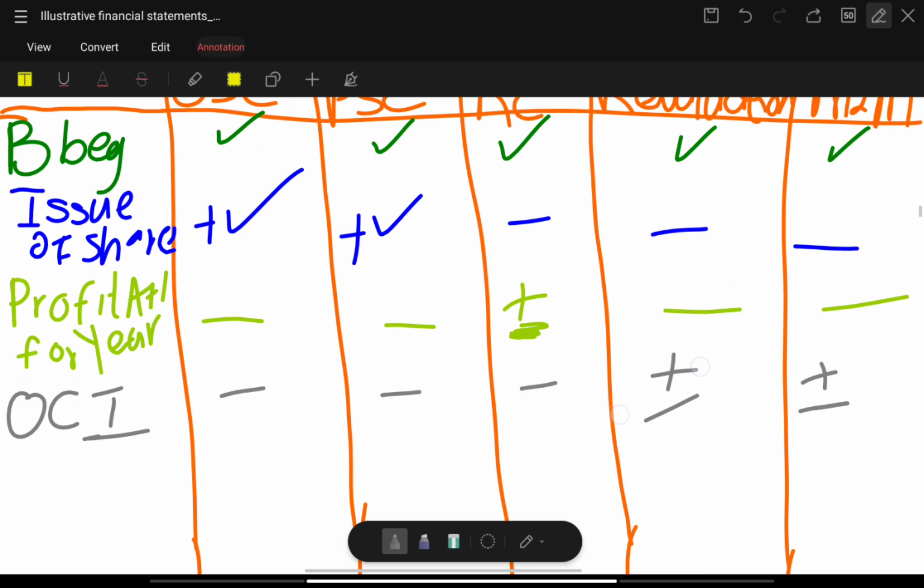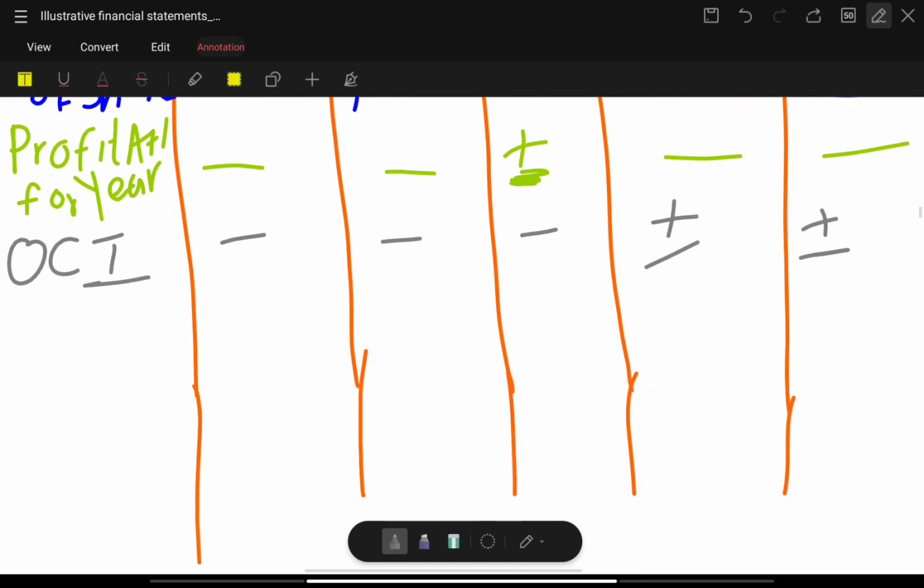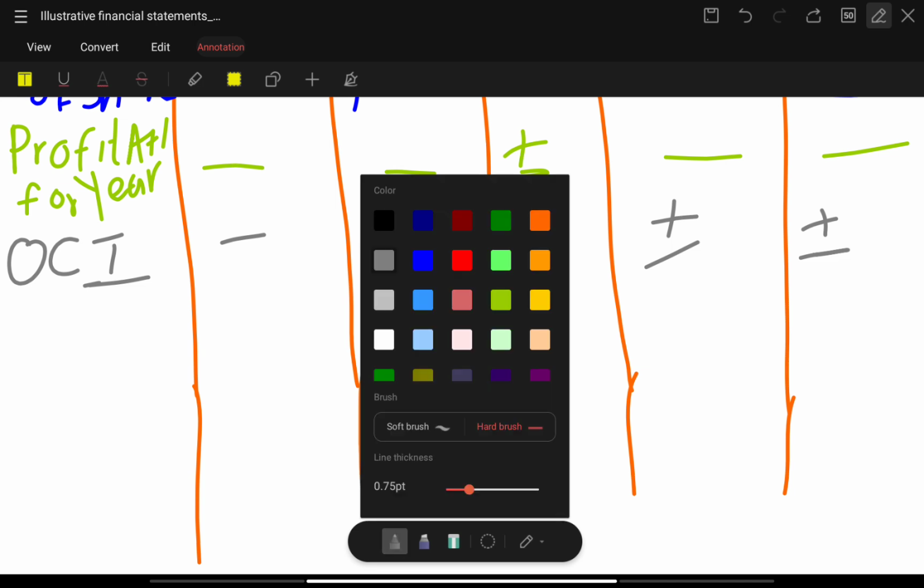If you have a gain on revaluation, you would add that OCI here, and if you have a loss, you would subtract it. Gain or profit on fair value adjustment on shares that are measured at fair value through OCI, you would add that here. If you have a loss on fair value adjustments on shares that are measured at OCI, you would subtract it. Does it make sense, guys? So that's actually how it works. Does it make sense, good people?